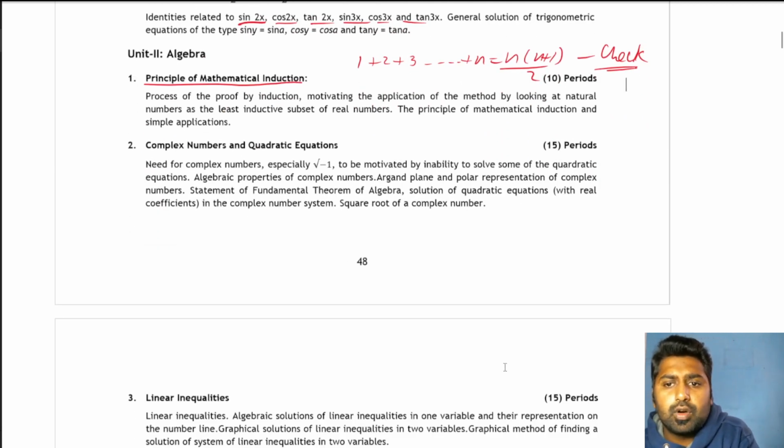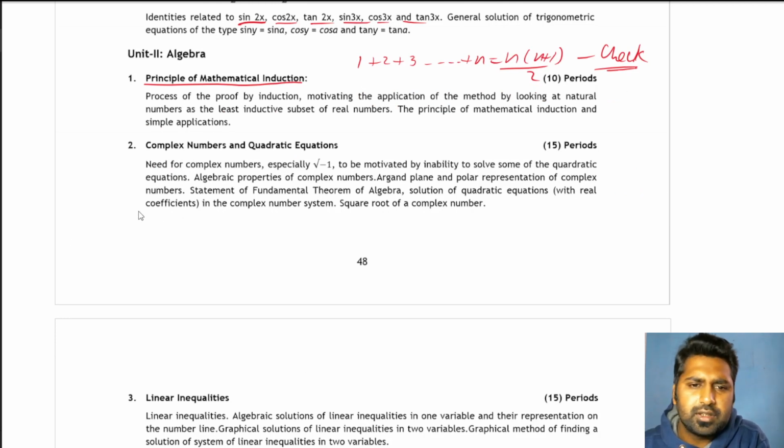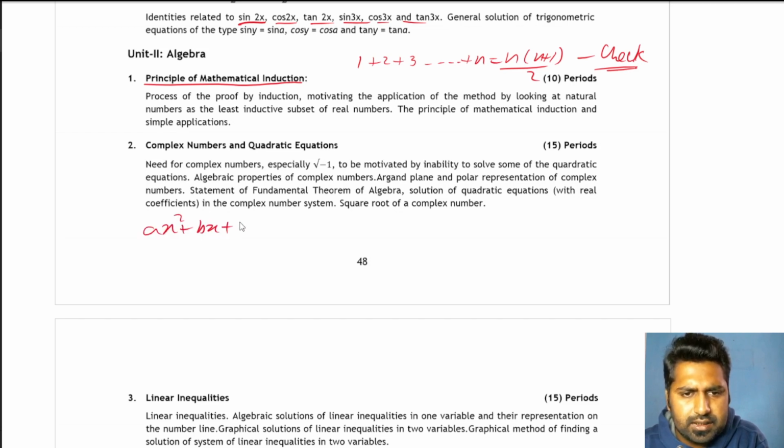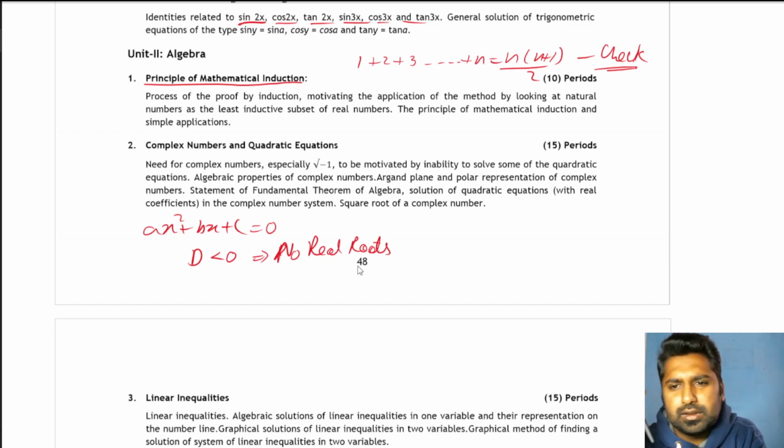Then comes complex numbers. Till grade 10th, if you remember, something dealt with the quadratic equation ax square plus bx plus c. And if you can recall, there was a value called the discriminant, and if D was less than 0, we used to say no real roots. Now that was till grade 10th.